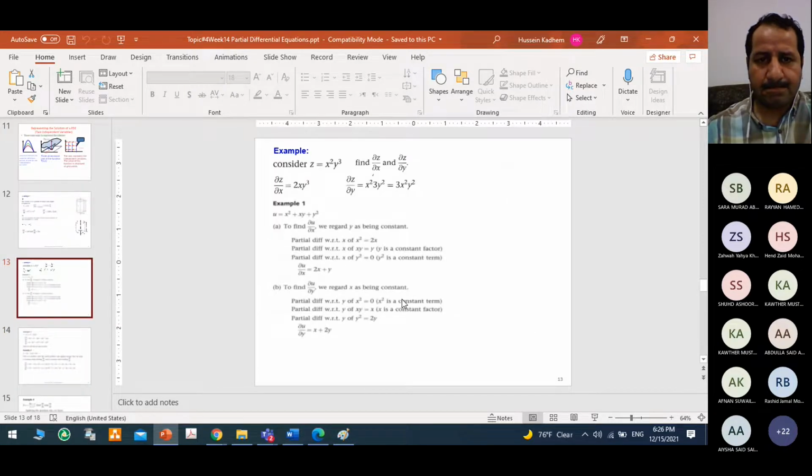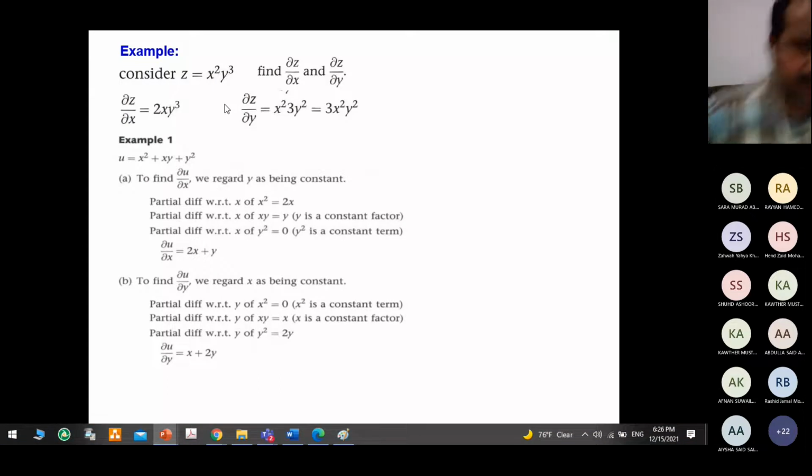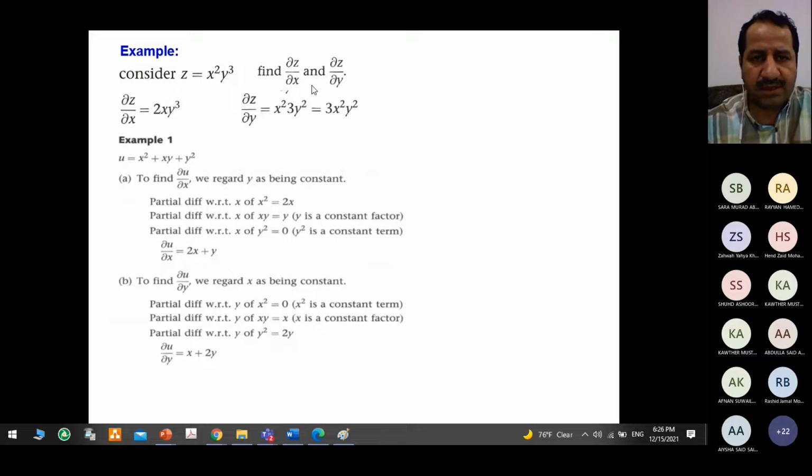More examples. Let's consider this equation here: z equals x squared y to the power 3. And he asks me here to differentiate partially, you see partially, with respect to x and then with respect to y. Now when I come to differentiate with respect to x, y to the power 3, I keep it. I don't touch it. We treat it as a constant. I only differentiate x squared. Its differentiation is 2x. That's it, done.